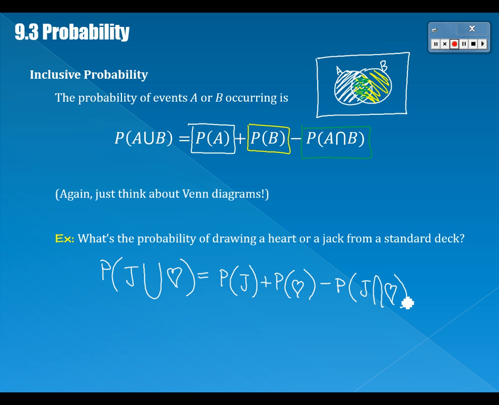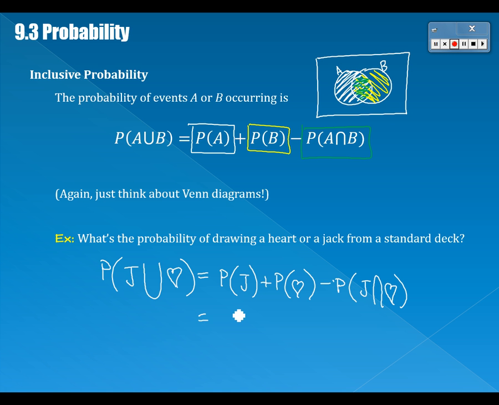What would this formula say if the two events were mutually exclusive? That is, what's the probability of drawing a heart or a spade? Well, then you wouldn't have this piece at the end. The size of that intersection would be 0, and so the formula still holds even in the case where we have two events that are mutually exclusive. All right, so now let's compute each of those.